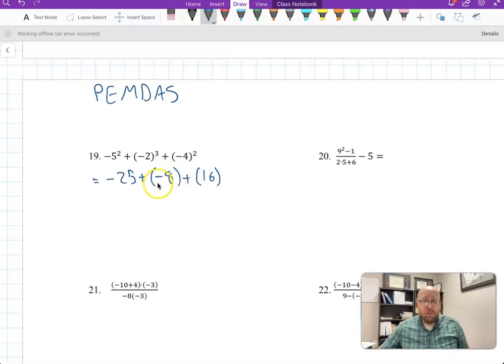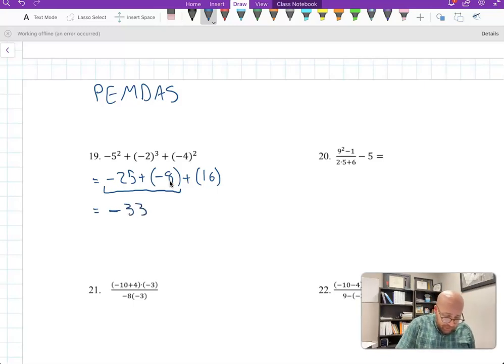Alright, so what we have is addition. We're adding and then adding. Let's work this out from left to right. Negative 25 plus a negative 8. We are adding two quantities that have the same sign. This means that we're just going to add the two numbers together and attach the common sign. 25 plus 8 is 33. So that's a negative 33 plus 16.